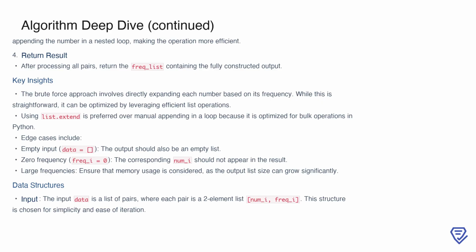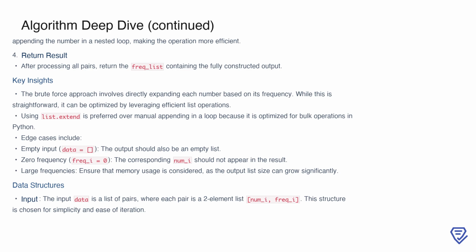For example, if the input is empty, meaning data is an empty list, the output should also be an empty list. Similarly, when the frequency of a number is 0, that number is excluded from the result. One additional consideration is handling large frequencies. Since the output list size can grow significantly, it's crucial to ensure efficient memory usage. By carefully managing the input and output structures, we can avoid potential performance bottlenecks.